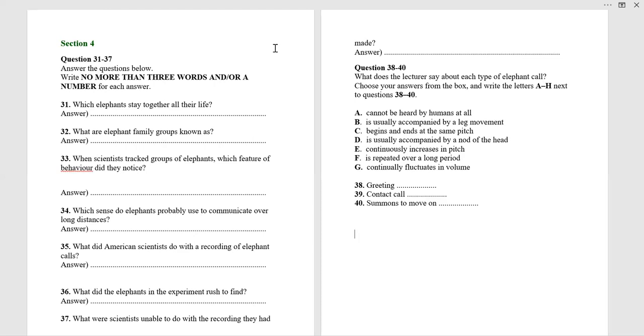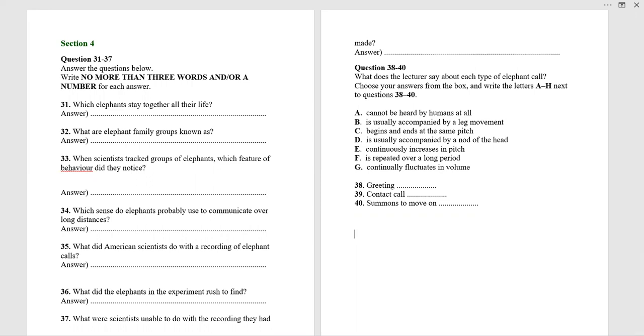Hear it. Okay. 38 to 40 is C, F, and B. You've written the first two wrong, so 40 is right. C, F, and B. Why is it C? Because it says begins and ends at the same pitch, so greeting. F is obviously contact call. They keep doing it for a longer period of time until they meet each other. Contact call, right? F. And summons to move on.